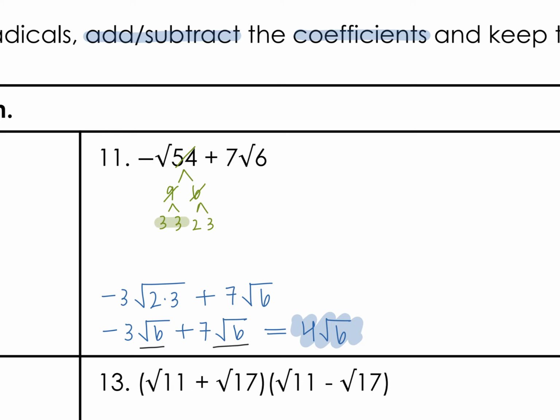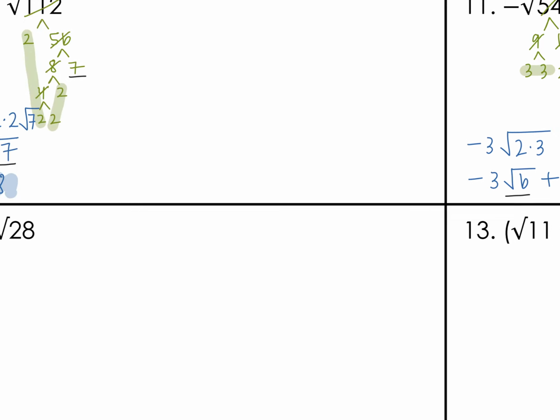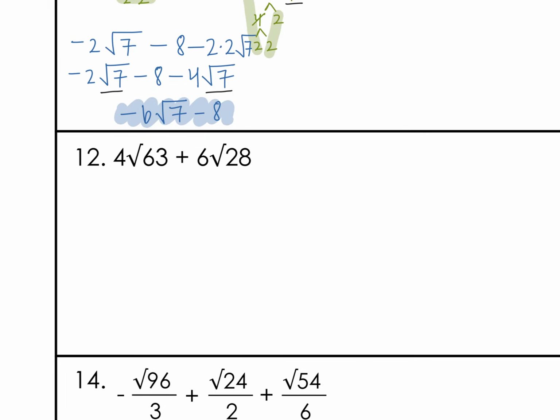All right, moving into number 12. So I've got 4 square root of 63 plus 6 root 28. So I can factor that 63 into 9 times 7. And then that 9 can be factored into 3 times 3. Okay, so I can rewrite this as that 4 times my pair of 3's I'm going to pull out, square root of 7, because that was the only number left over.